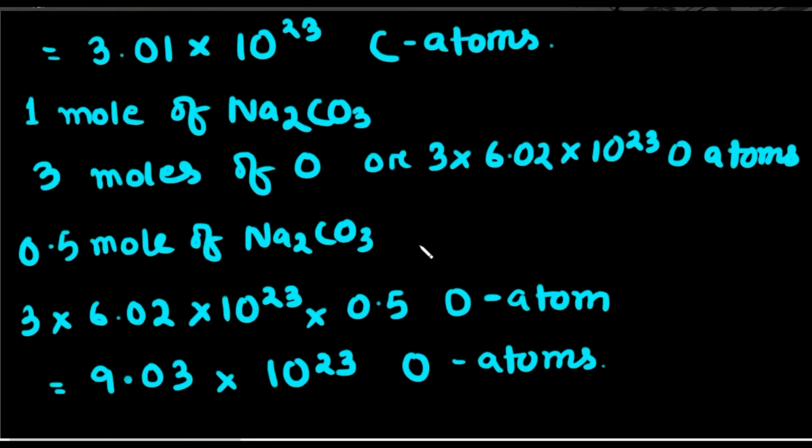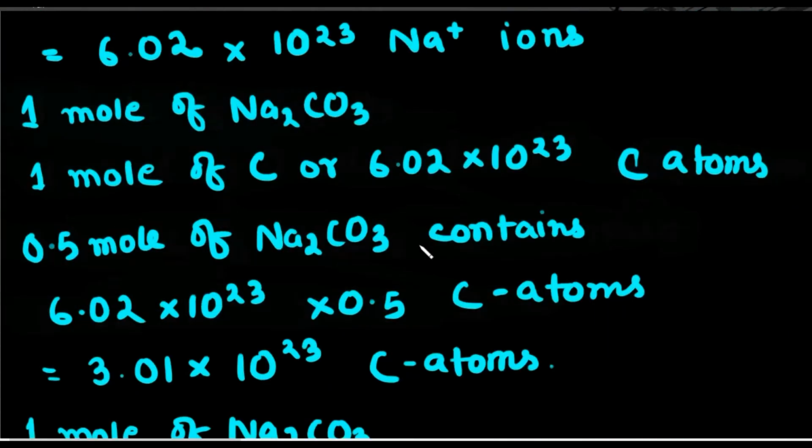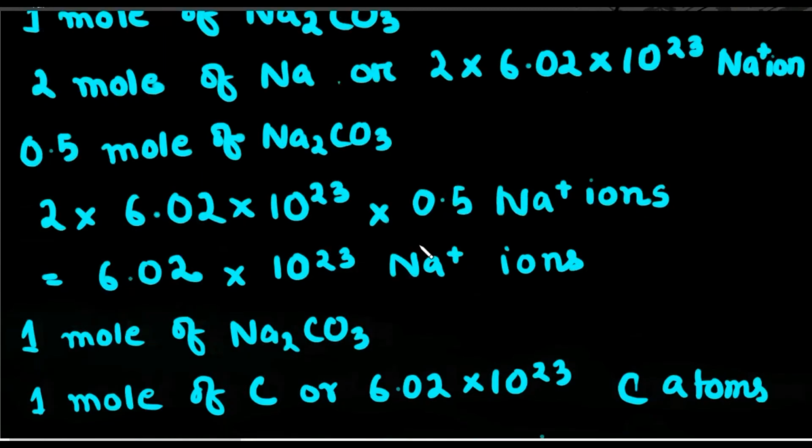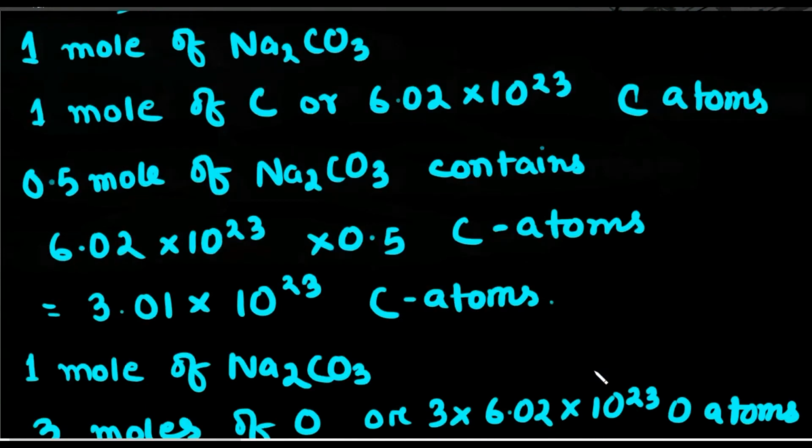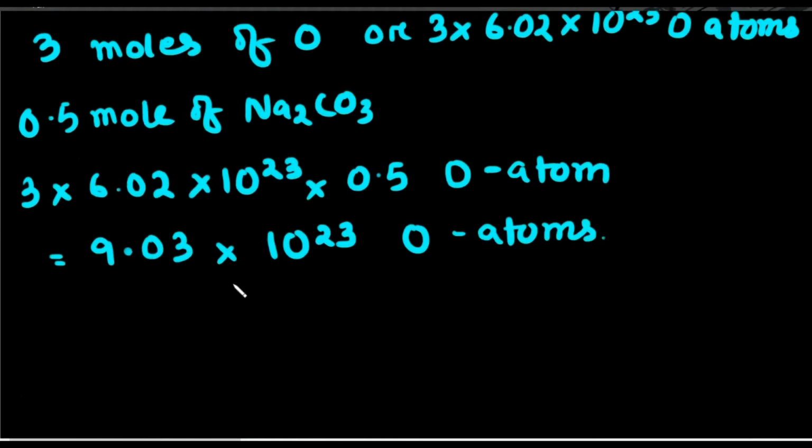Thus, we can say that 0.5 mole of sodium carbonate contains 6.02 into 10 to the power 23 sodium ions, 3.01 into 10 to the power 23 carbon atoms, and 9.03 into 10 to the power 23 oxygen atoms.